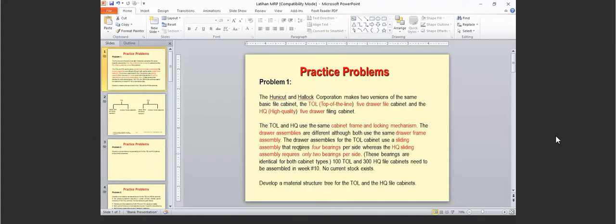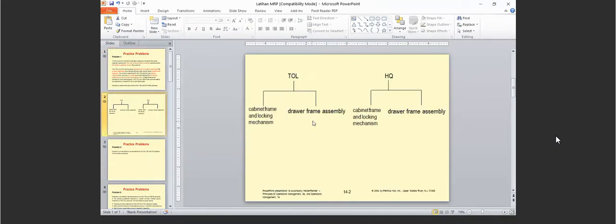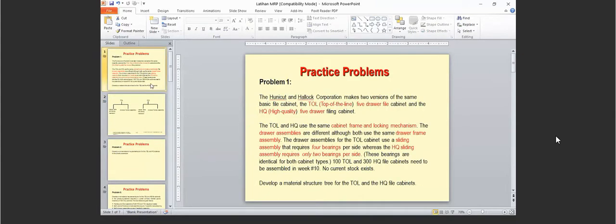And next, mention that here, the drawer assemblies are different although both use the same drawer frame and assembly. The drawer assembly for the tool cabinet uses a sliding assembly. So we knew that. We have a drawer frame assembly.